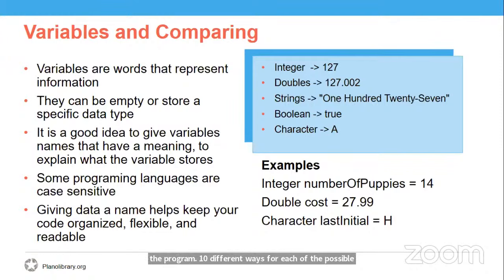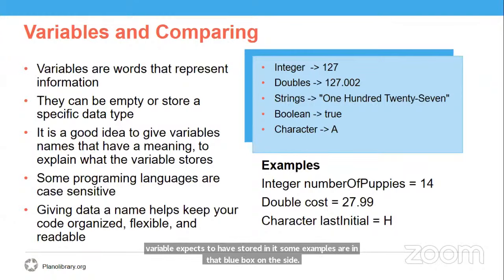Variables can initially be empty or uninitialized, or they can be initialized and given an initial starting value. They almost always can only store one data type. Data types are just the type of information that that variable expects to have stored in it. Some examples are in that blue box on the side. Integers, which are whole numbers.